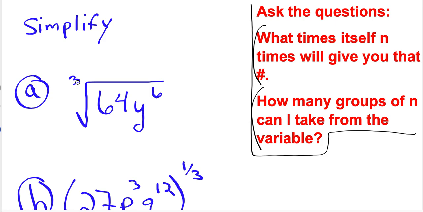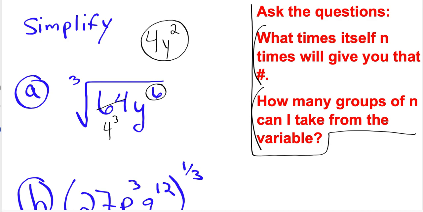If you didn't memorize that, you'd have to break the 64 down using a factor tree. So 64 is 4 to the third. Since that's 4 to the third, I can take that out. So we have a 4. And then with the variable, I'm asking myself, how many groups of 3 do I have from y to the 6? That's 2 groups of 3, so that y to the 6 would turn into a y squared.